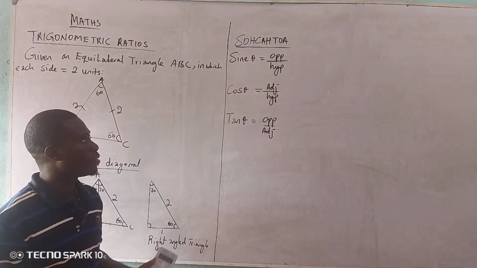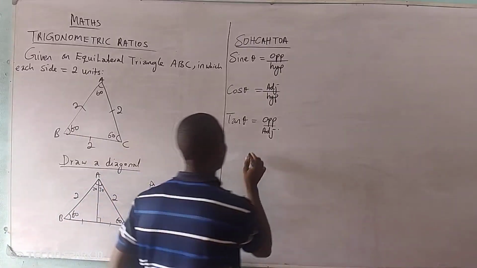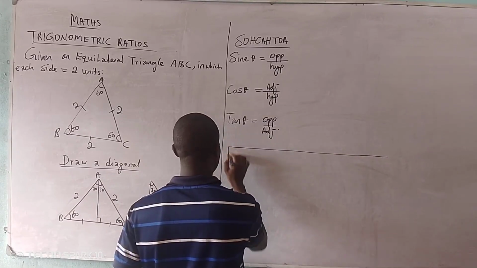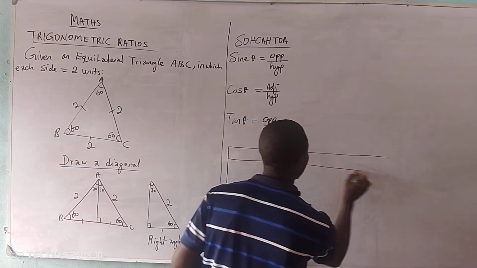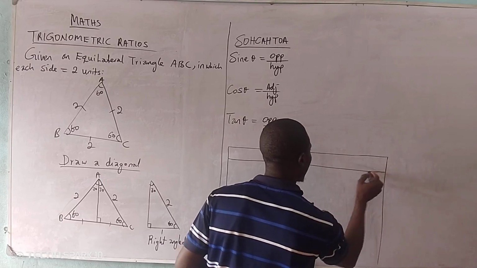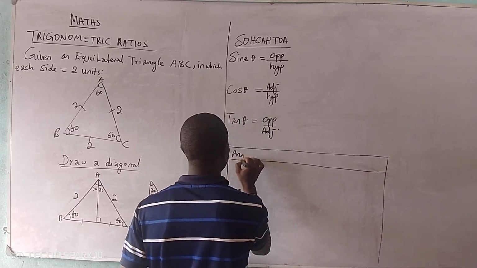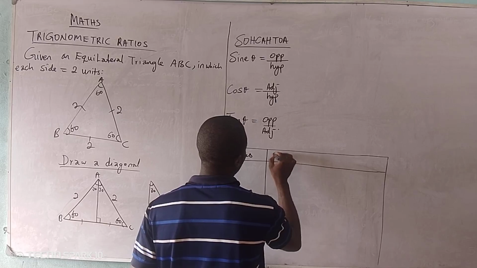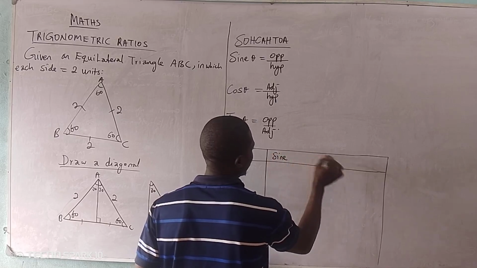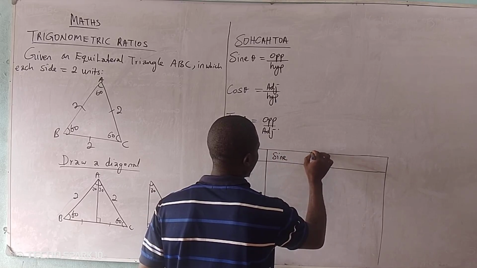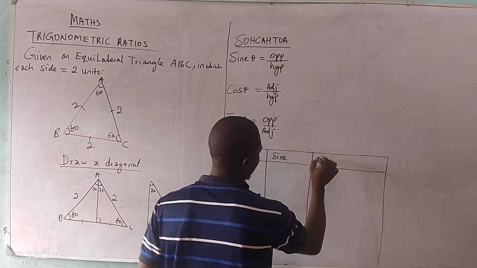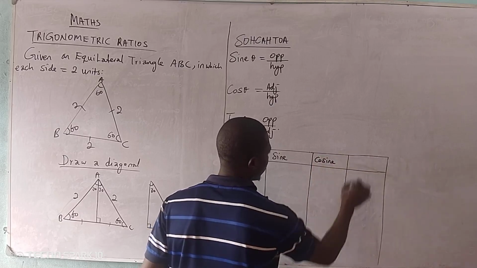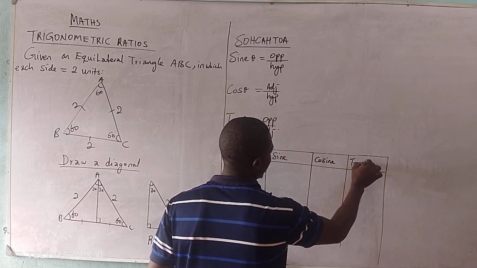So using this, we're going to get the ratios of the angles. So let's draw our table here. We're going to fill the table later. We're going to have our angles, sine, cosine, then tangent.